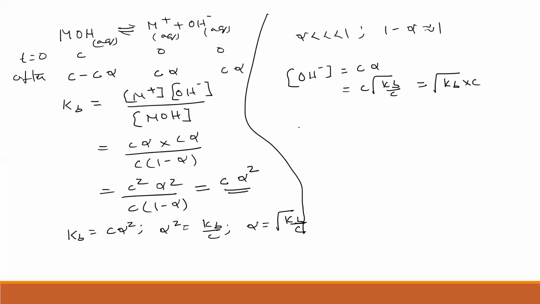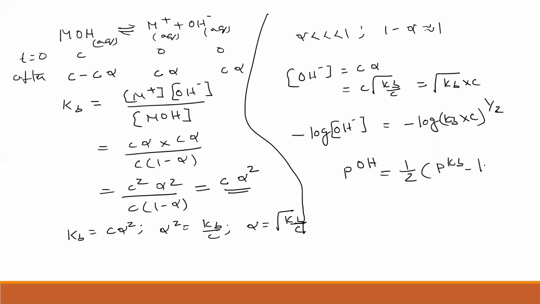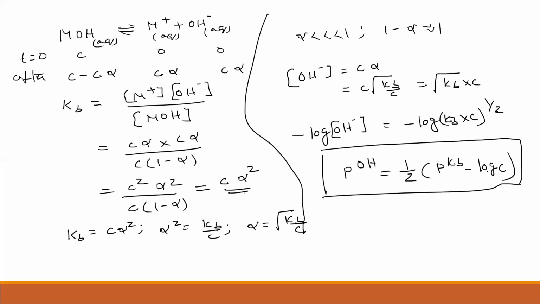Similarly, take minus log OH minus is equal to minus log of (Kb into C) power half. After solving this, what will you get? As with acids, pOH is equal to half of pKb minus log C. This is the formula to calculate the basicity of a base. And from this we can write that pH of a weak base is equal to 14 minus half into pKb minus log C.